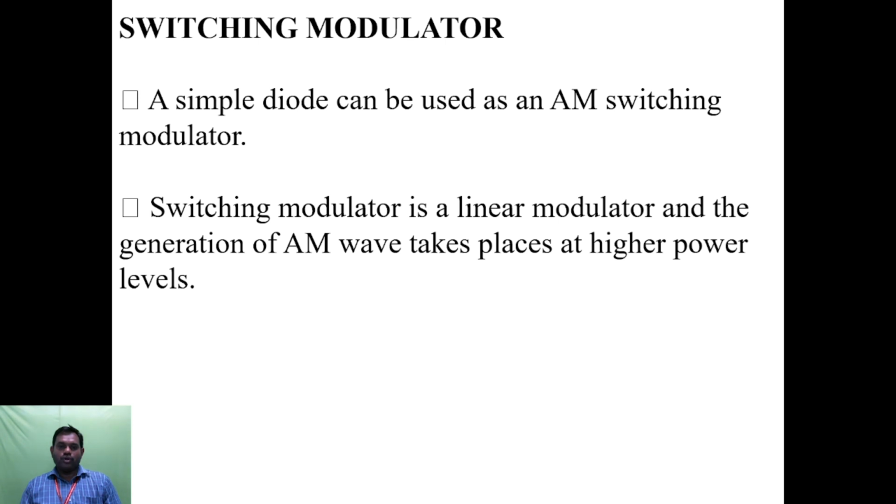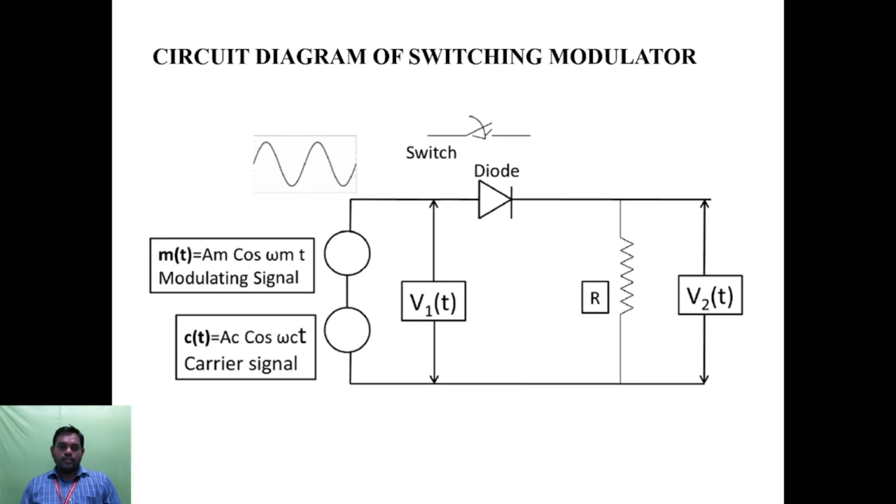First we'll see the switching modulator. A simple diode can be used as an amplitude modulation switching modulator. The switching modulator is a linear modulator, and the generation of the AM wave takes place at higher power levels. This is the circuit diagram of the switching modulator, which consists of the message or modulating signal along with the carrier signal, a diode and a resistance. So these are the different components of the switching modulator.